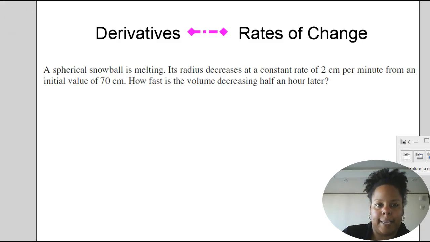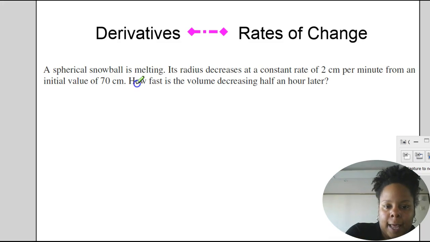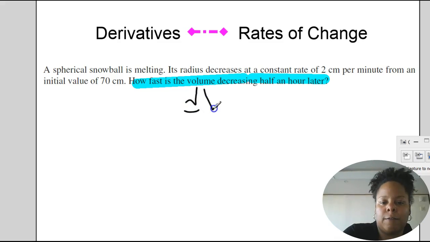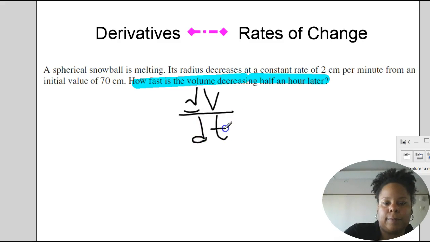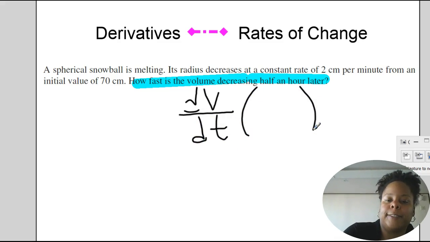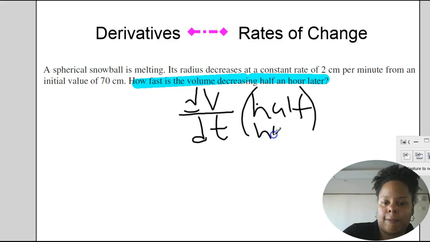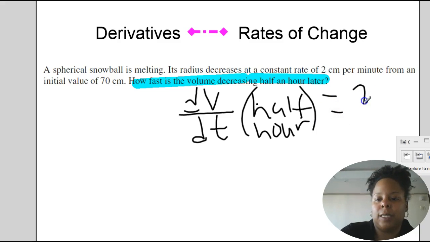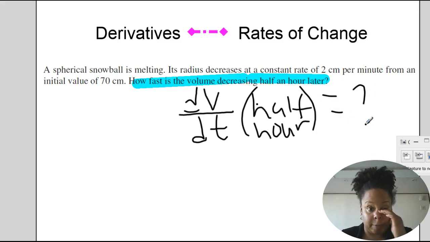In my particular case, this is what I like to do for these types of problems. I underline what I'm trying to find, because I have a lot of information here, and I'm trying to find how fast the volume is decreasing half an hour later. Well, what does that mean mathematically? For me, mathematically, that will be the derivative of the volume with respect to time, where time is going to be half an hour later. Sorry, my horrible handwriting. Okay, now that's what I'm trying to find out, and then I will be able to finish the problem if I know that.